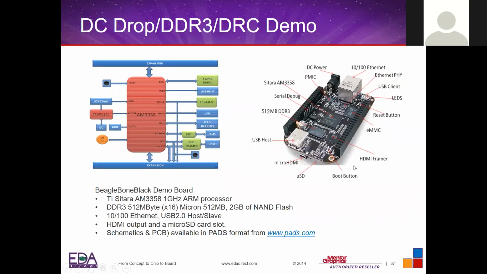The demo design that I'm going to be using today is the BeagleBone Black board, which is basically a TI ARM-based processor. It has DDR3, NAND flash, Ethernet, USB, HDMI, micro SD. So it's pretty decent, small enough that we can run through things easily, and it's representative enough of things out there.